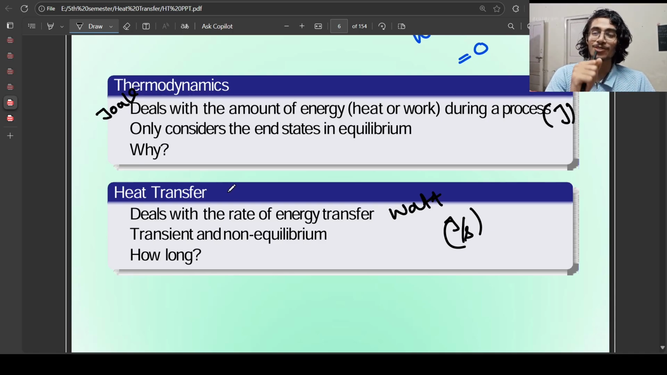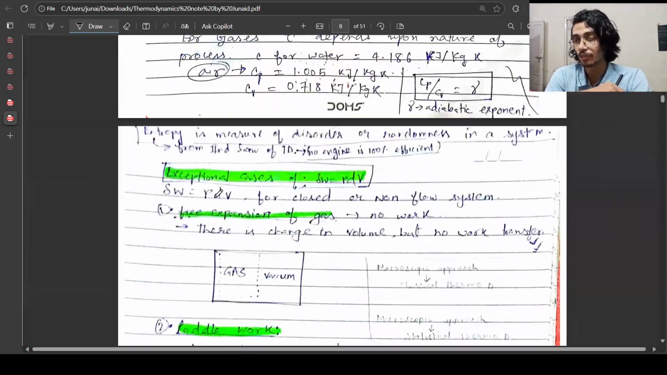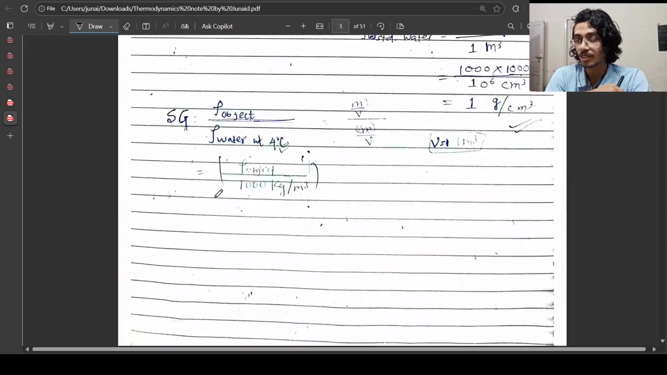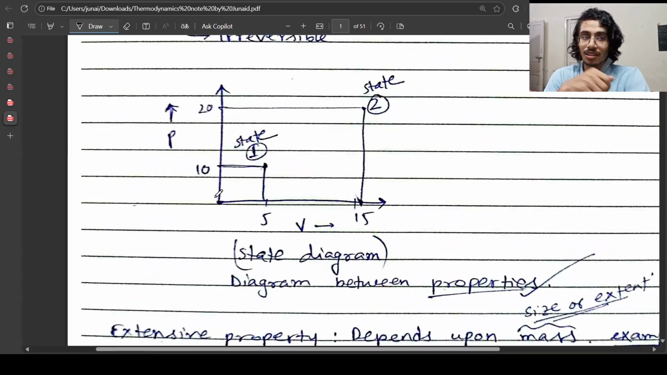In thermodynamics, we were only concerned about the equilibrium states. We considered all the states in equilibrium. Now you may ask, what is a state, and what is a property? I will give you an overview of that as well. Take a look at this state diagram. This is pressure and this is volume, and this is 1 and this is 2. So point 1 is state 1, and point 2 is state 2, right?